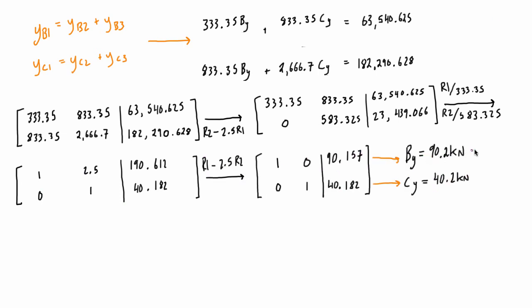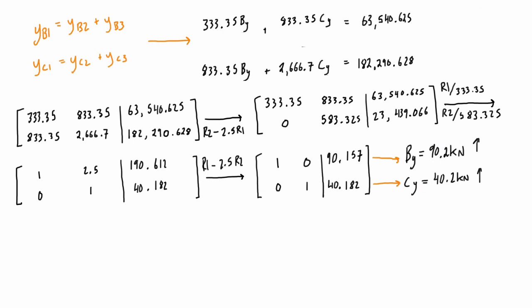And because these are positive, that means that they are going up, which is the original direction that we assumed them to be. So that's awesome. We just solved the two unknowns that we were carrying through basically the whole force method. This is By and Cy, so we got 90.2 and 40.2.